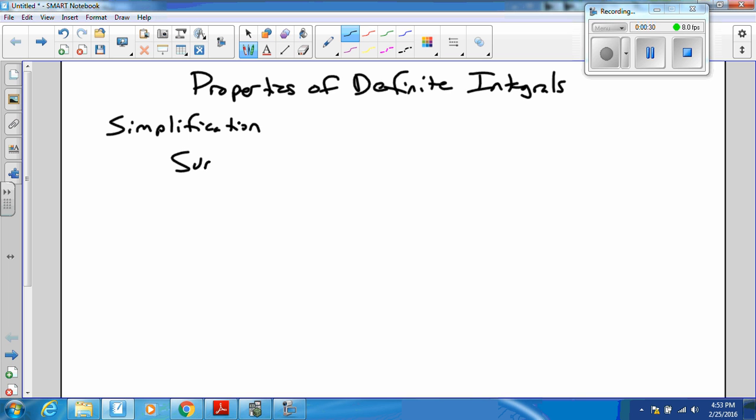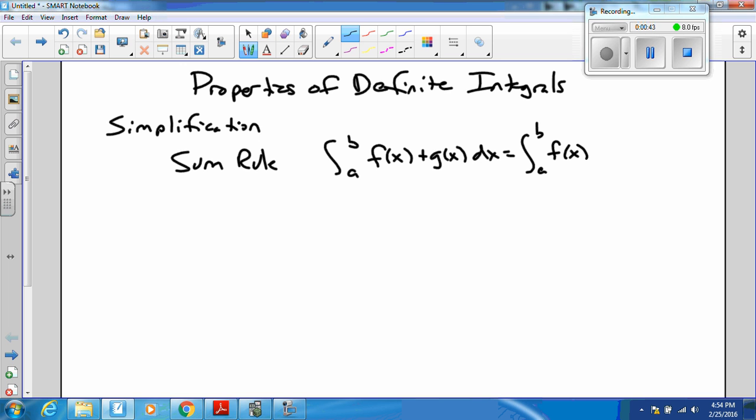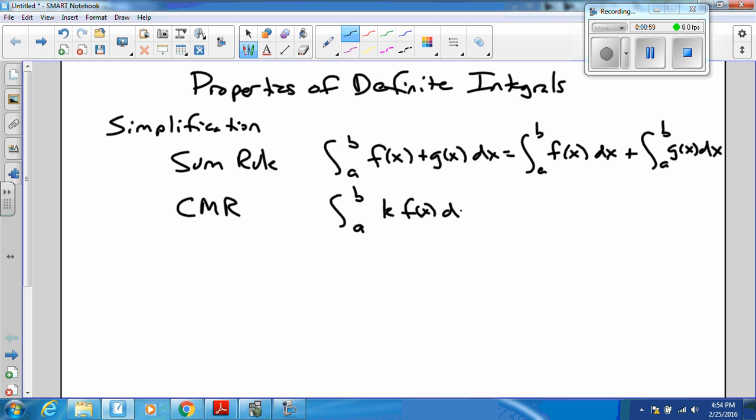And that included a sum rule. The integral of a sum, f plus g, is the same as the sum of the integrals of f and g. And likewise, we had a constant multiple rule, that the integral of a constant times f of x is the same as the constant times the integral. And we walked through why both of these are true.